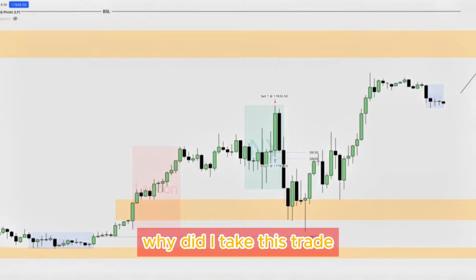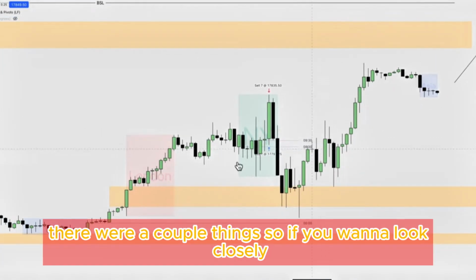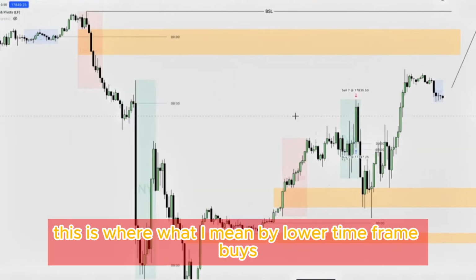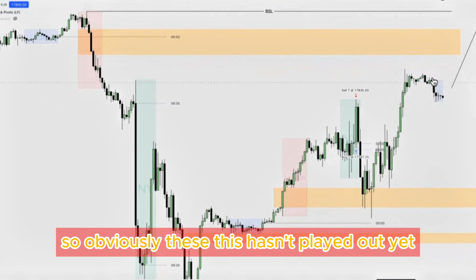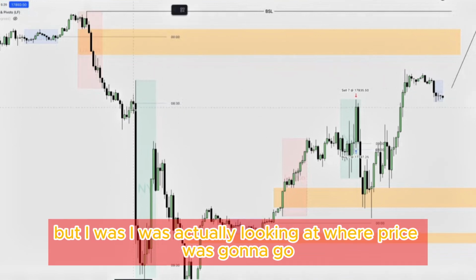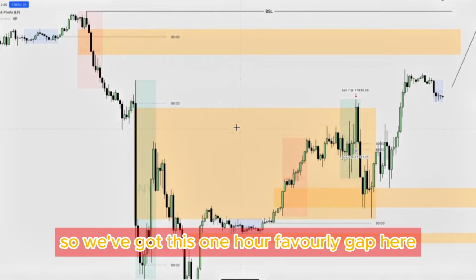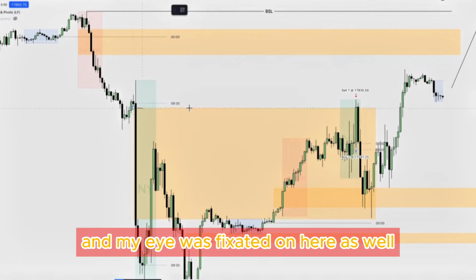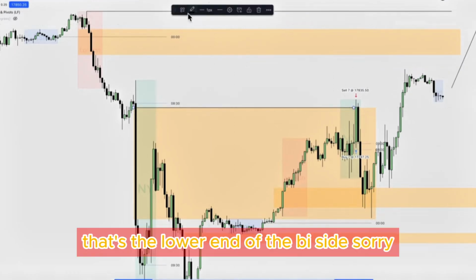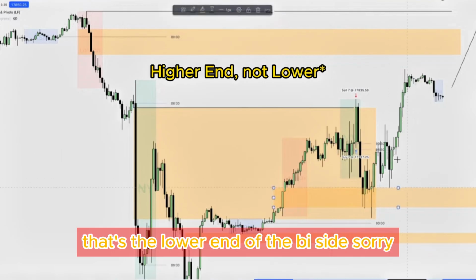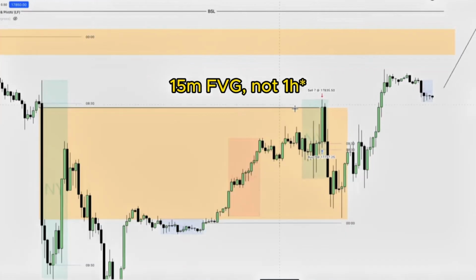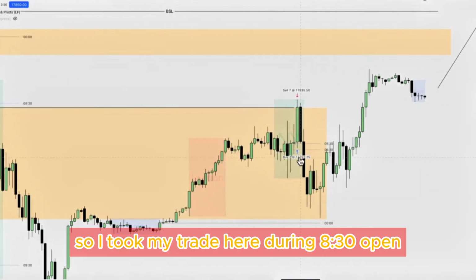Why did I take this trade? There were a couple things. So if you want to look closely, this is what I mean by lower time frame buys. So obviously this hasn't played out yet, but I was actually looking at where price was going to go. So we've got this 1 hour fair value gap here, and I was fixated on here as well. That's the lower end of the buy side of the fair value gap, 1 hour fair value gap that I had. So I took my trade here during the 8:30 open.